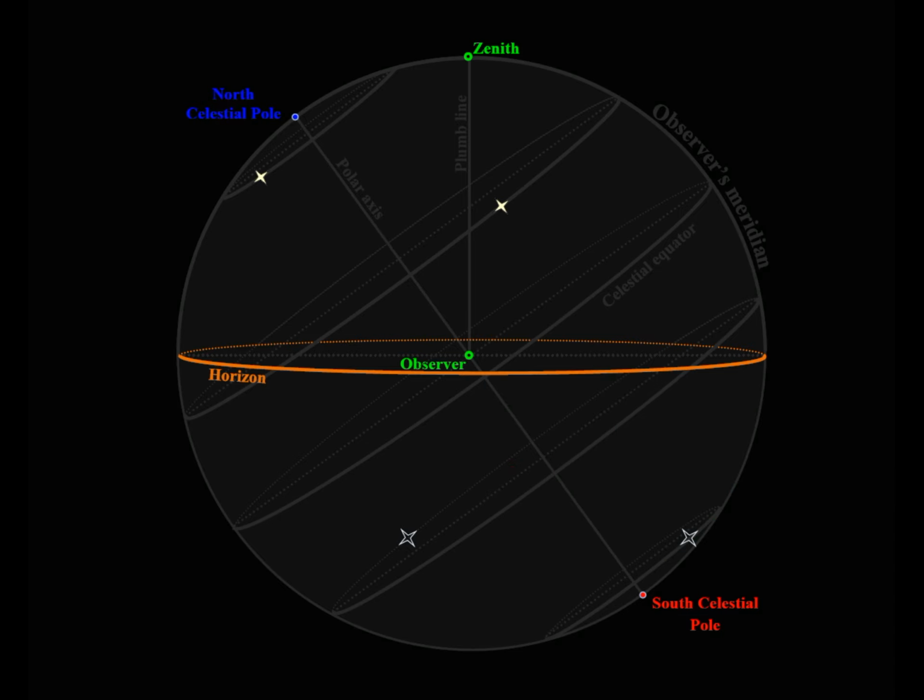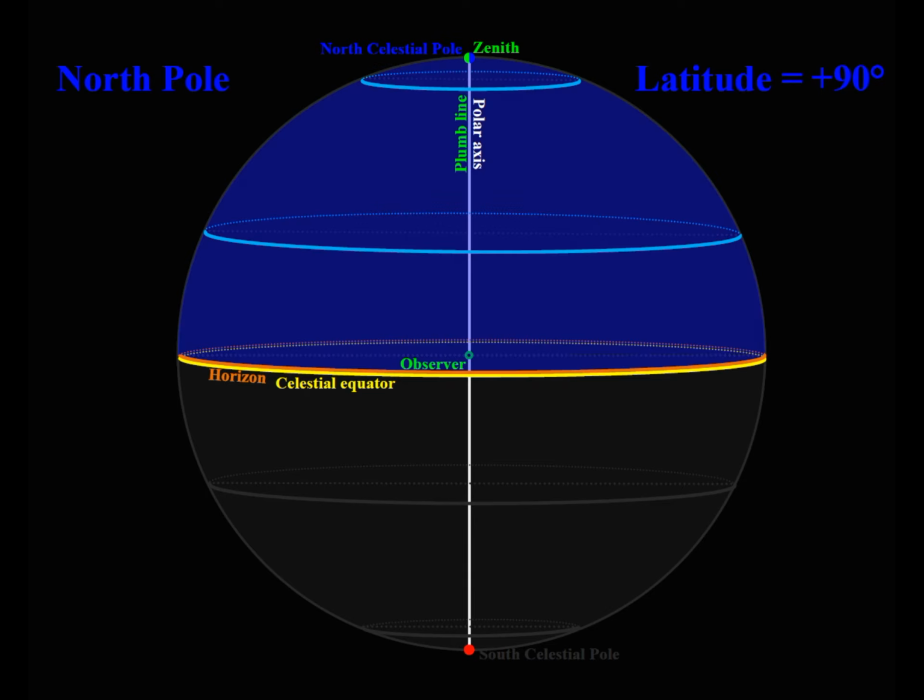At the North Pole, the observer sees all stars that have a north declination. No northern stars set below the horizon. The entire northern sky is available for observation at the same time, while it is impossible to see the stars of southern declination. All stars in the south declination are always below the horizon.